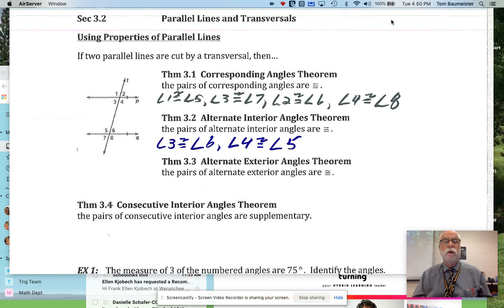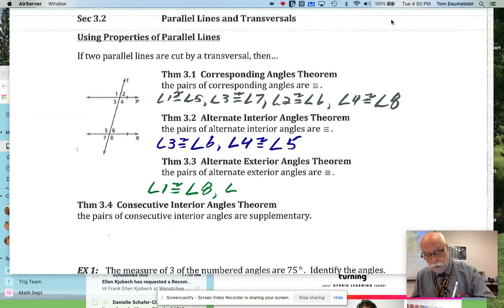Same thing with the alternate exterior angles. If we look at the alternate exterior angles, we're going to have 1 and 8, and 2 and 7. So I can say angle 1 is congruent to angle 8, and angle 2 is congruent to angle 7.